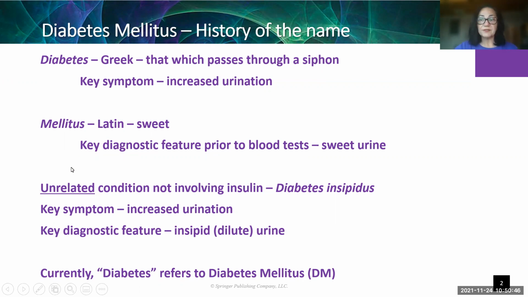Okay. This is different from an unrelated condition that does not involve insulin, and that is diabetes insipidus. The key symptom for this disorder is also increased urination, and that's why it shares the first part of the name, diabetes, because there's a lot of urine produced. But the key diagnostic feature in this disorder is insipid or dilute urine. So diabetes insipidus is related to a hormone called antidiuretic hormone, and it is different from diabetes mellitus.